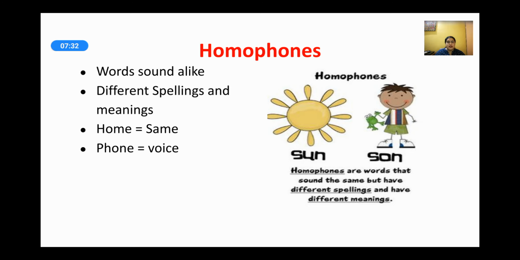Here we can see there are two images given there. One is of the sun, which we see high in the sky. The other word, son, refers to an offspring or child, a male child who is referred to as son. Both the words are pronounced similarly but the spelling is different, and as a result the meaning also is different.